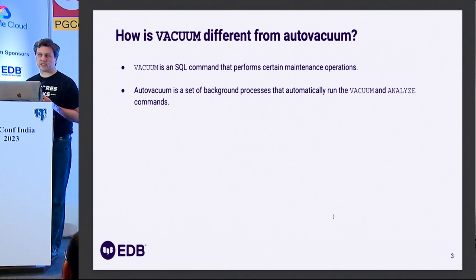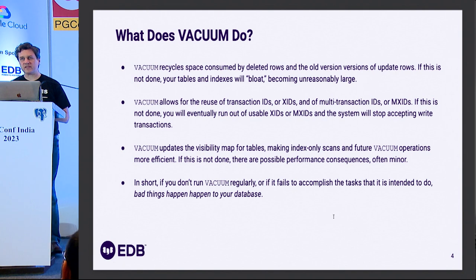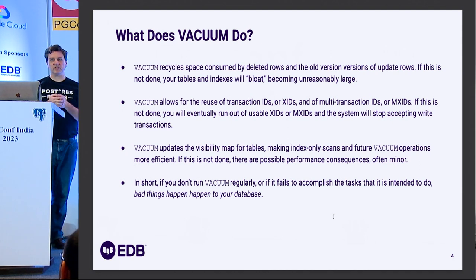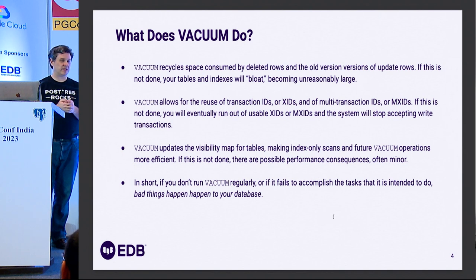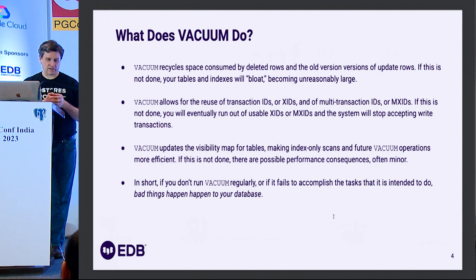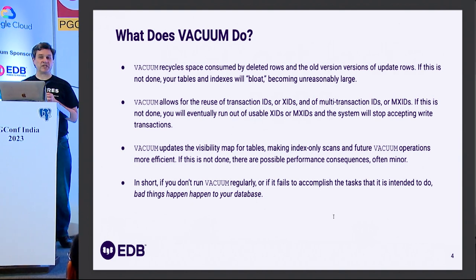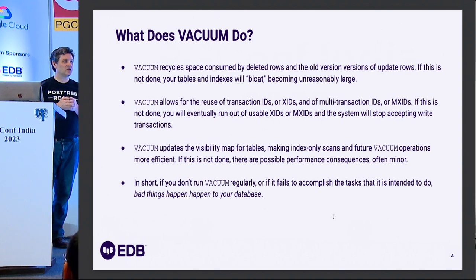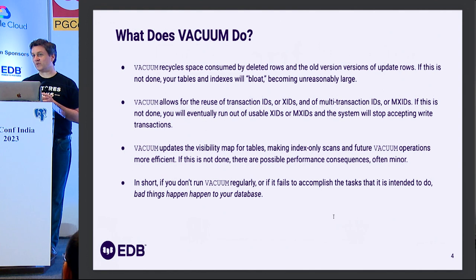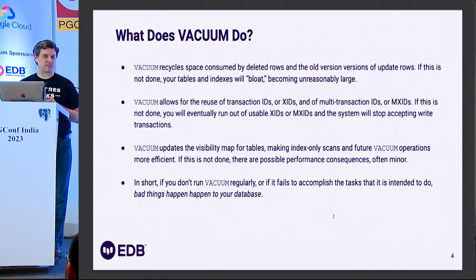So let's talk in a little bit more detail about what each of these things do. Vacuum has three main things that it does. The first thing that vacuum does is it recycles space in your tables and in your indexes. So when some tuple is deleted, it's not immediately gone from the table, it's not immediately gone from the indexes. That space has to be reclaimed. Similarly, when you do an update, what you're really doing is deleting the old row and inserting a new version of the row. So once again, the space for the old version of the row is still consumed. That space needs to be recycled, otherwise your tables and indexes are going to get larger and larger and larger, which we call bloat, and you won't like that very much because your performance will become very bad. It's not primarily about the disk space that is consumed, it's about the performance of the system.